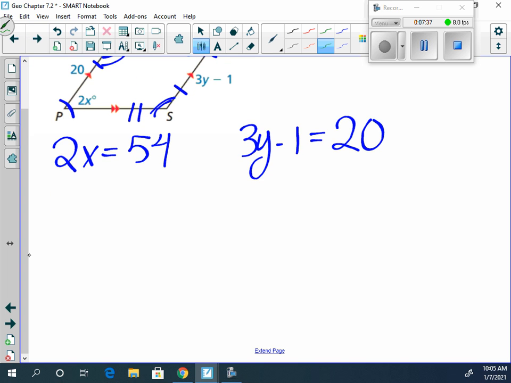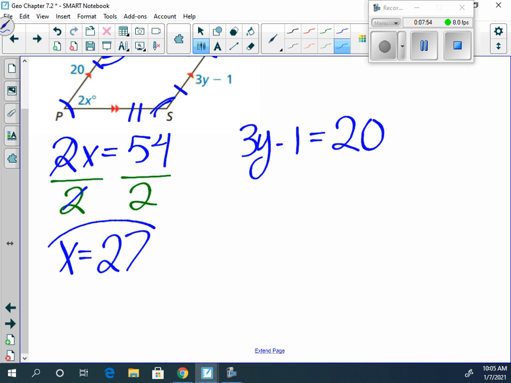So when we look at this here, 2x equals 54. Well, to solve this here, I'm just going to divide both sides by 2. 2 divided by 2 simplifies to 1, so we get x is equal to, well, 54 divided by 2, so we get 27. And that's the value of x.